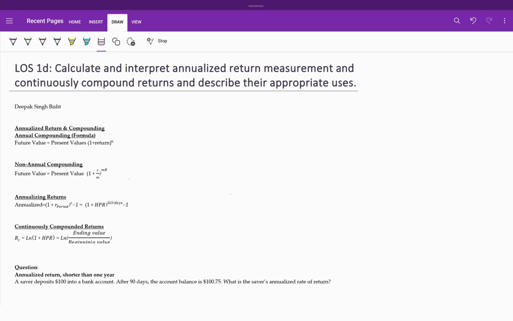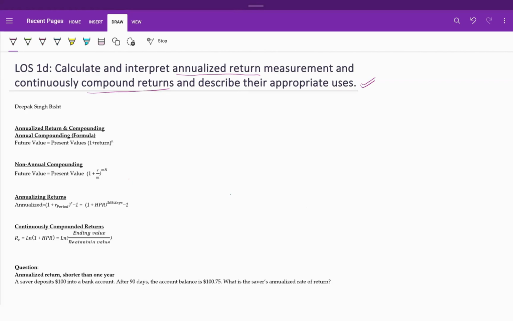So let's start with our next LOS 1D. Here we'll be calculating and interpreting annualized return measurements and continuously compounded returns, and describing their appropriate uses. These are a few formulas that we will be studying. But before that, let's start with an example.